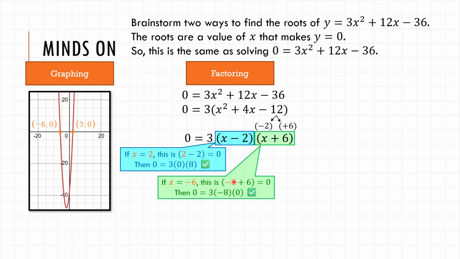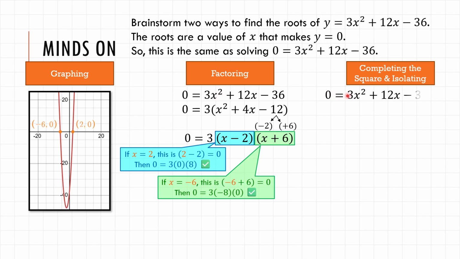But there is still yet one more. And that is by recognizing that we can take any quadratic and we can complete the square to turn it into vertex form. And then we can isolate x, because in vertex form, there is no x squared term directly. And we'll see that happen in just a moment.